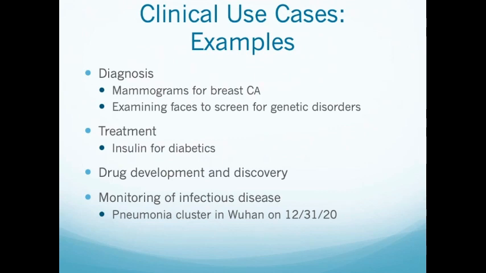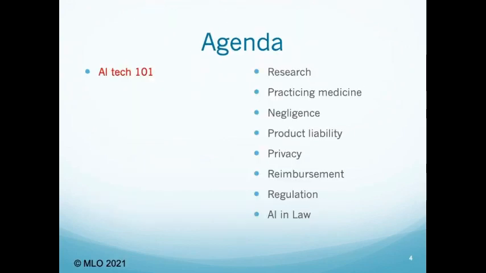But as examples in diagnosis, artificial intelligence has been employed for the interpretation of mammograms, or even for the examination of faces in hopes of identifying genetic disorders more rapidly and more accurately. It's being used in treatment situations, such as determining the proper dose of insulin for brittle diabetics, for example. It's been used extensively and is in active use now for drug development and discovery. The pharmaceutical industry has invested in this heavily. And very pertinent currently, it's used for the monitoring of infectious diseases, such as the pneumonia cluster in Wuhan back at the end of 2020.